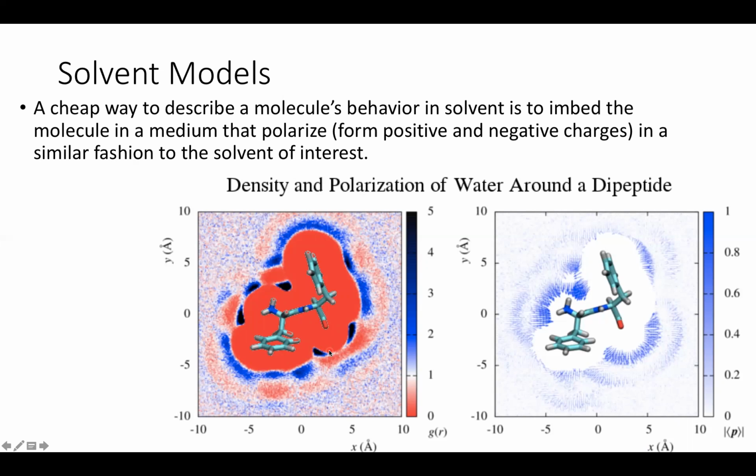The idea is to use what's called a dielectric constant. The dielectric constant pretty much describes the extent to which that solvent is polarizable. So not too surprisingly, water has the highest dielectric constant. Something like cyclohexane is going to have a very low dielectric constant because it's going to be very bad at generating charges.